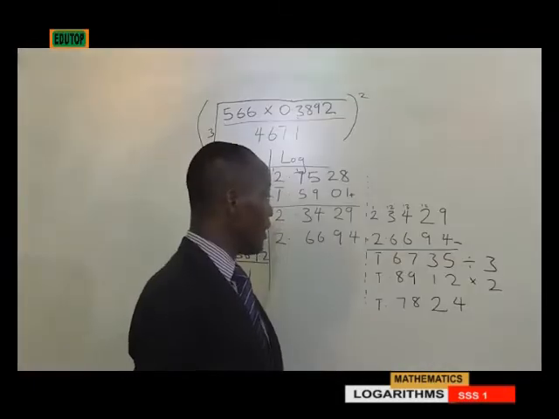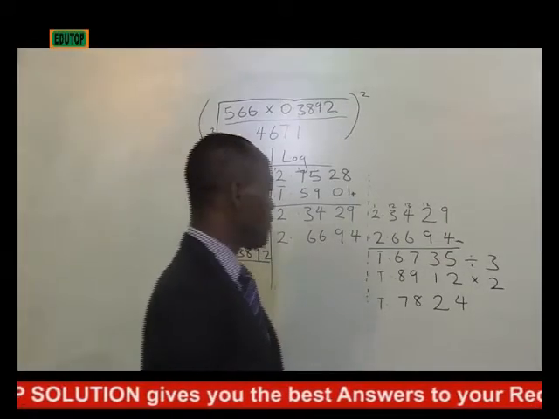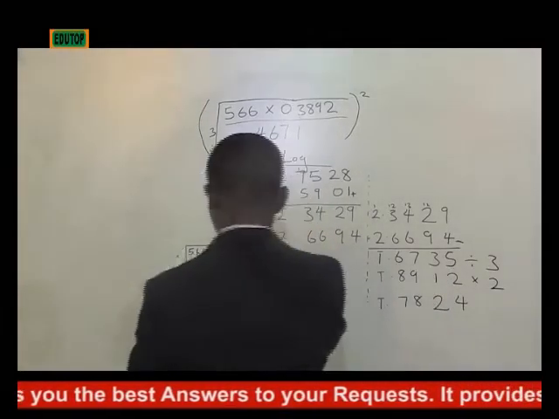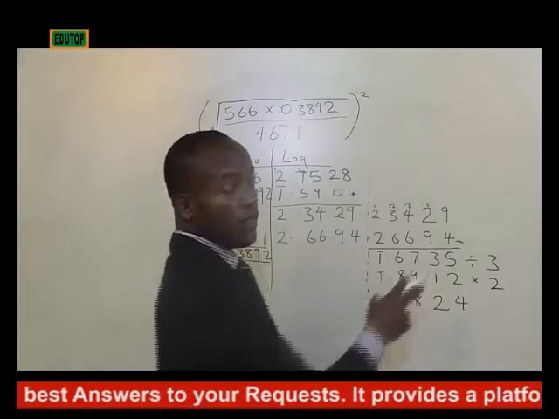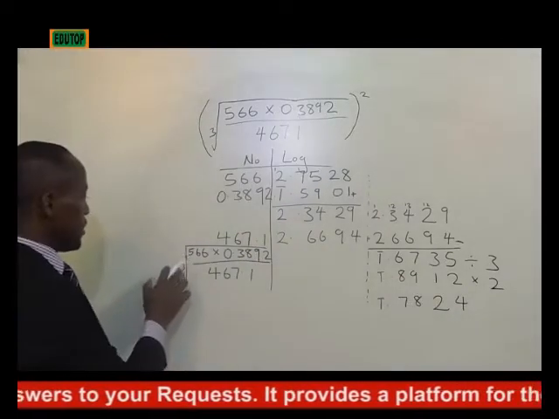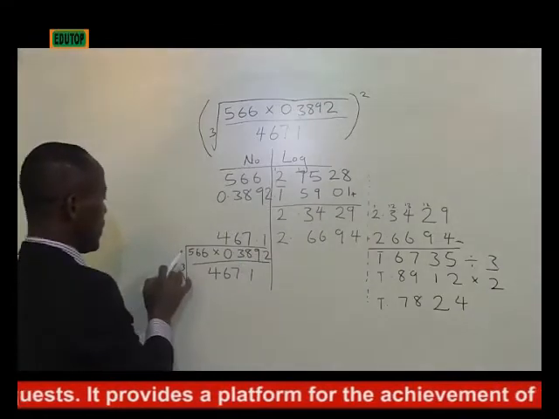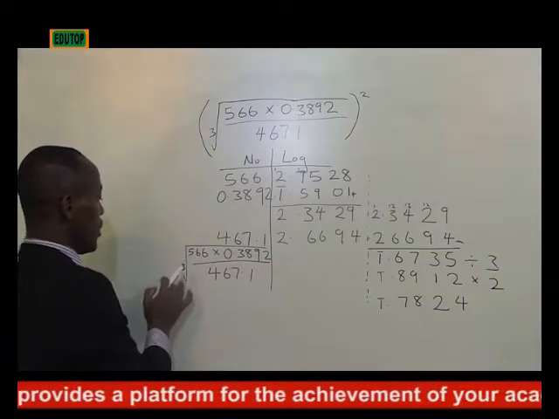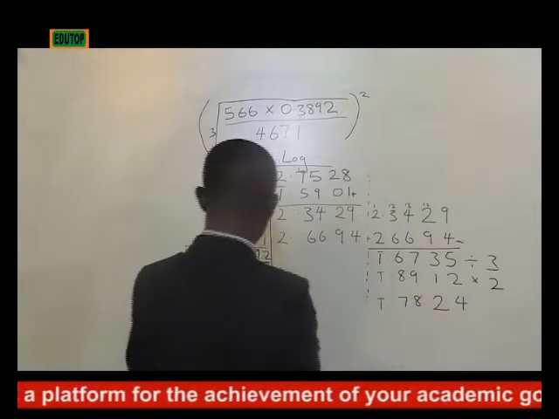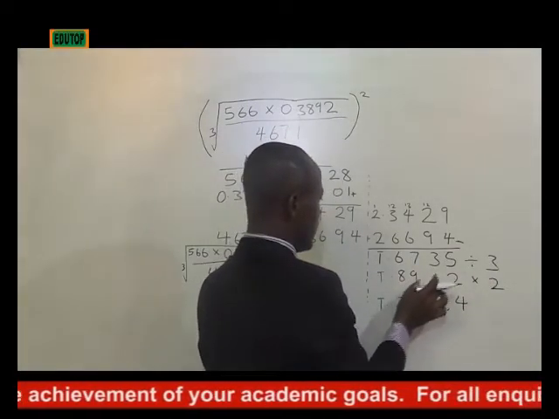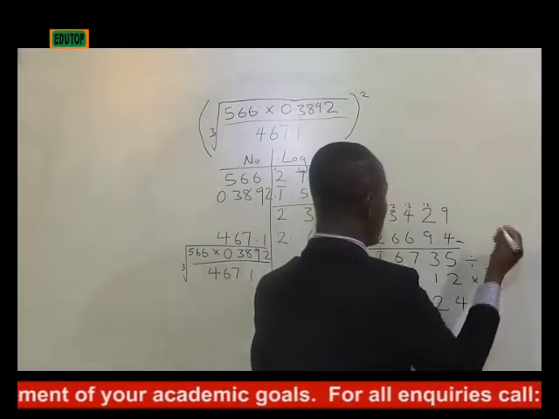For us to get the value for this cube root, we are to divide. For us to eliminate this cube root, we'll divide by 3. You know, we are having 3 here. If it is square root, we'll divide by 2. But here we are having cube root. So we'll divide by 3. And to get the answer, what we just do is just that.